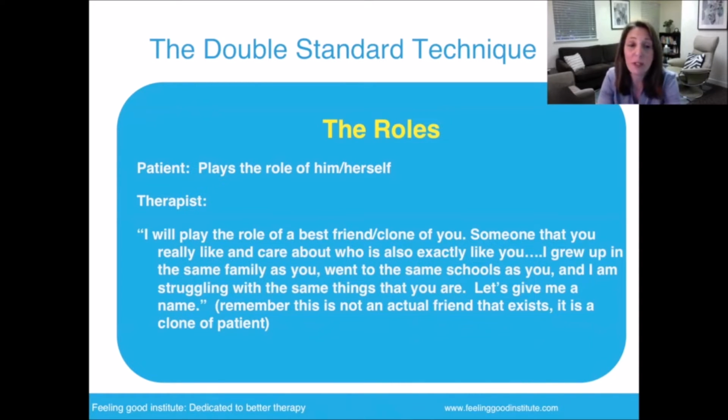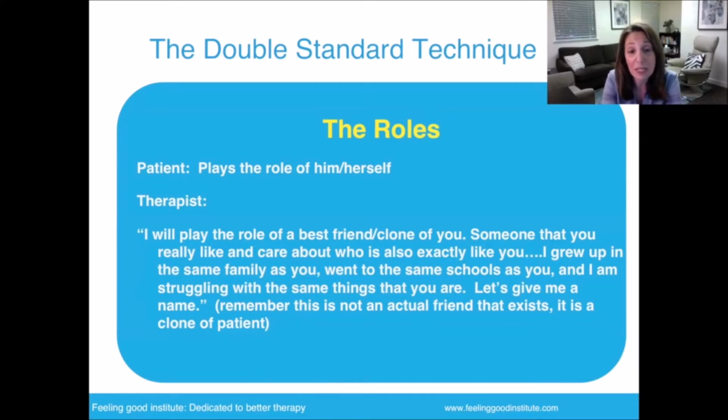So I would say something like this. I would say, you're going to play the role of yourself in this role play technique, and I'm going to play the role of a best friend/clone of yours. Someone that you really like and care about, who's also exactly like you. So let's imagine that I grew up in the same family that you grew up in, that I went to the same schools that you went to, and right now I'm struggling with exactly the same things that you're struggling with. Let's give me a name.